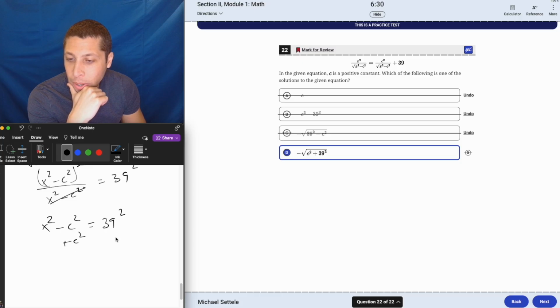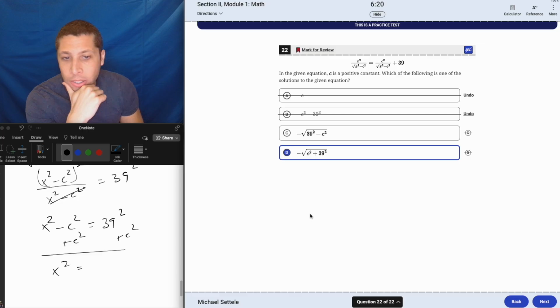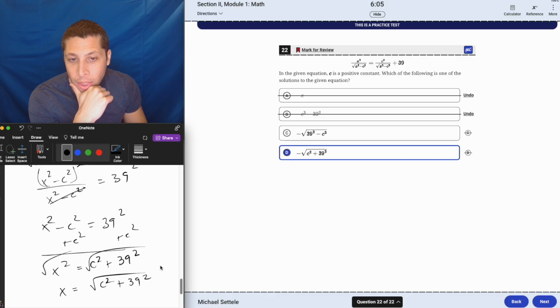So add c squared to both sides. X squared equals, and this is where you gotta be careful, because look at choice C. 39, which goes first, the C or the 39? That's gonna confuse people, but we should match it up if we can. So c squared plus 39 squared. Then you take the square root, x equals square root c squared plus 39 squared.